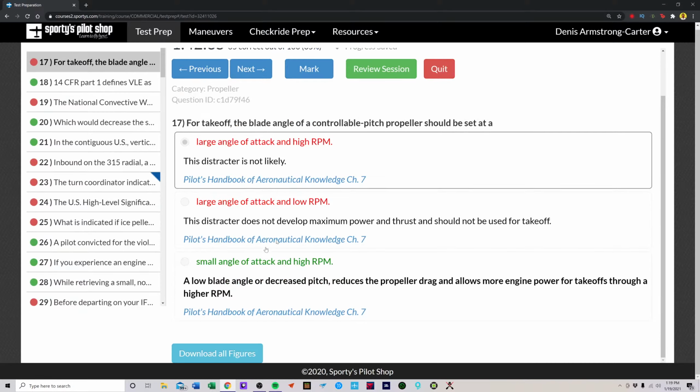For a propeller blade, small angle of attack and high RPM. I did not know that. I thought it was large angle of attack because you want that large angle of attack so you can get going faster. But small angle of attack and high RPM reduces the propeller drag and allows through a higher RPM. I just got some text messages, guys. Let's see what we got. Oh no.